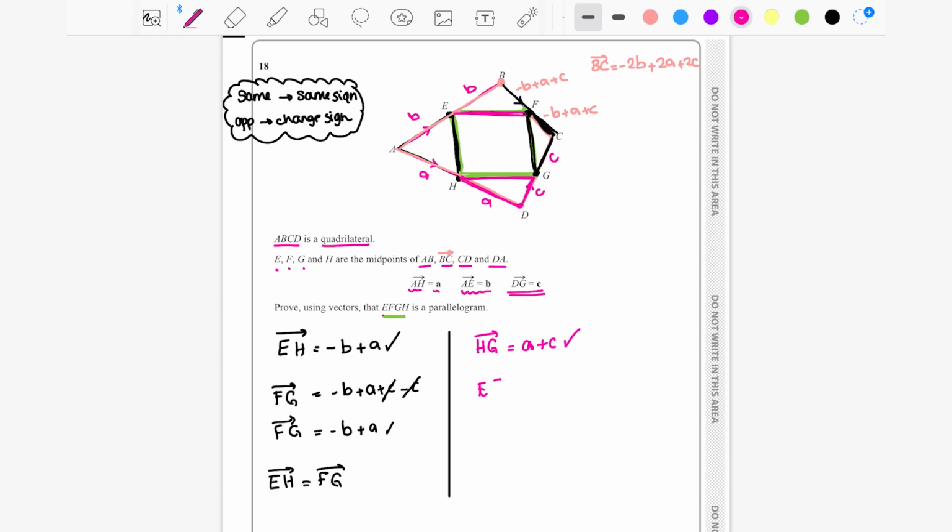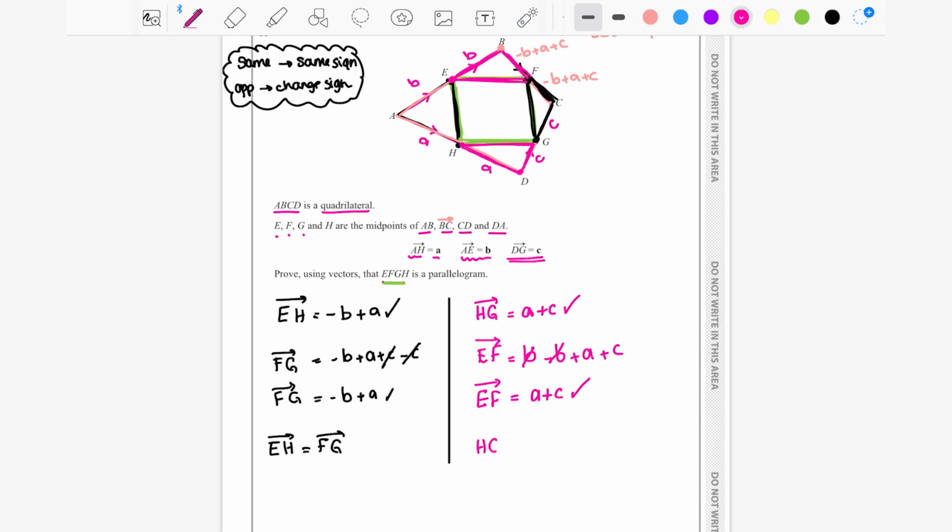So EF. I'm going to go in the same direction, so it's positive B. And I'm going to go in the same direction again, so it's the same sign, so it's minus B plus A plus C. Now B and minus B cancel out, so EF equals A plus C.